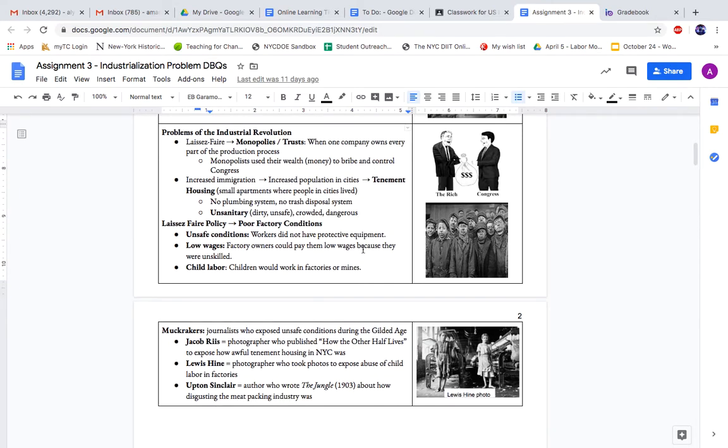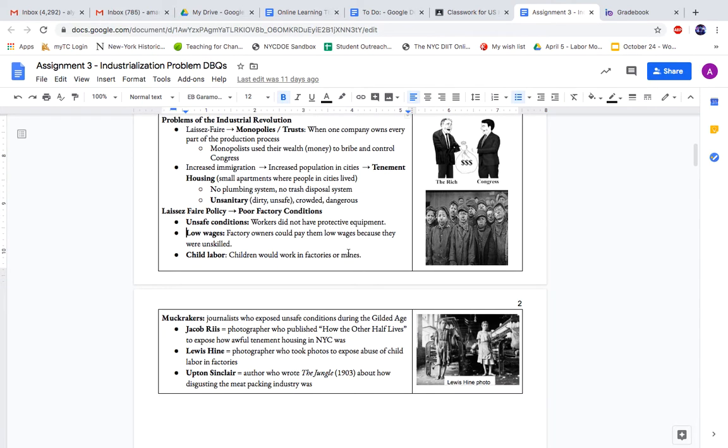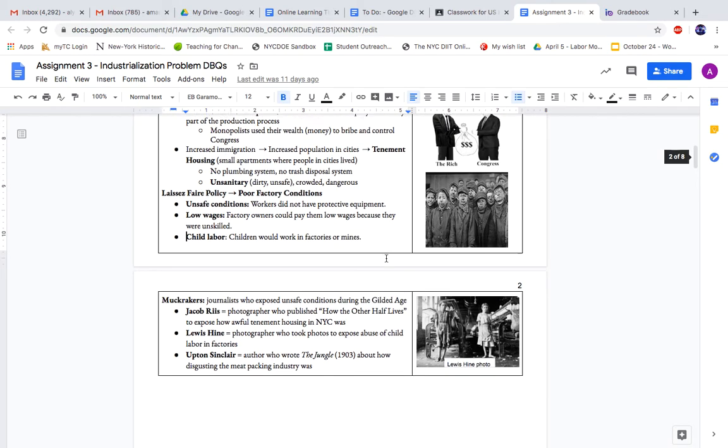Okay? And we looked at how the laissez-faire government policy meant that in factories and places where people worked, there weren't a lot of safety laws. So conditions were very unsafe. There was no protective equipment being used. Oftentimes people would even work barefoot. There were very low wages. Factory owners paid their workers low wages because they were unskilled, and that way those monopolists could make even more money. And a lot of factories used child labor, or children, to work in factories or mines, which is obviously dangerous.